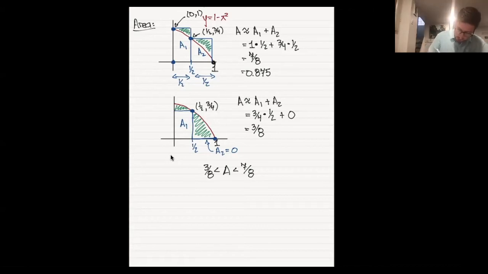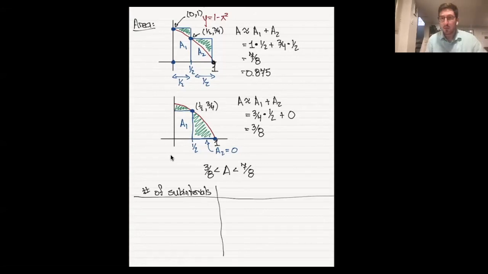Okay, so let's make a little chart here. The first column of this will be the number of subintervals. So what I mean by the number of subintervals, that's how many rectangles I'm going to be using. So we already saw this in the first case, we had 2. And the next one we will call the right sum. So the right sum, by that I mean using the right endpoint for the height of this area, or for this rectangle.